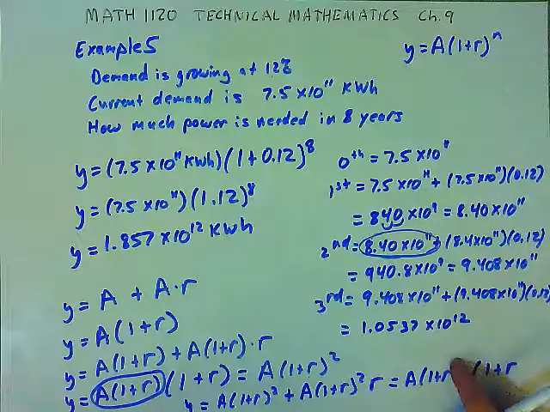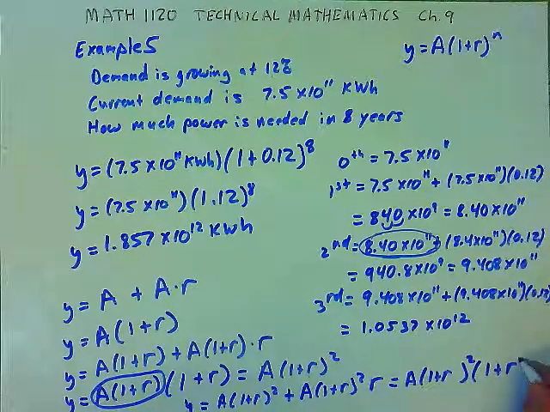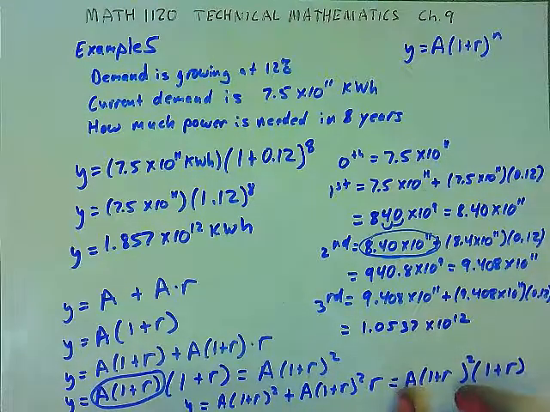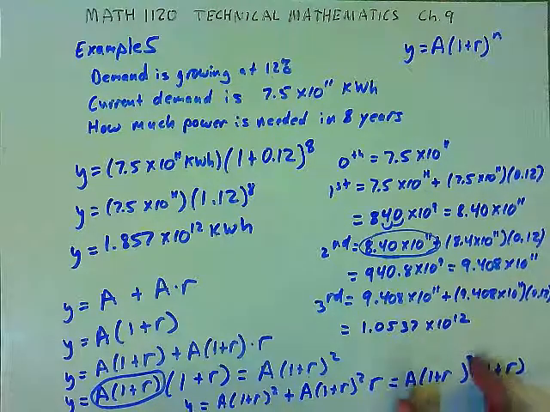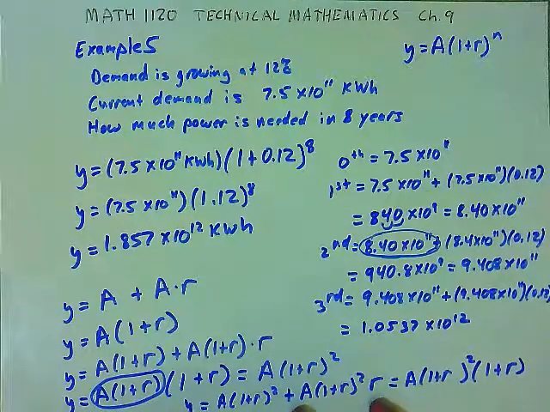Oh, I'm sorry, I made a mistake. The square here goes outside the parentheses, right? The square is outside the parentheses. And so I know that this is correct because if I take this and distribute it, A times 1 plus R in parentheses squared times 1 is A times 1 plus R squared, plus all of this times R is plus A times 1 plus R squared times R again. Right, so I know that this is the correct factoring of this equation because if I redistribute it, I get back to where I started.